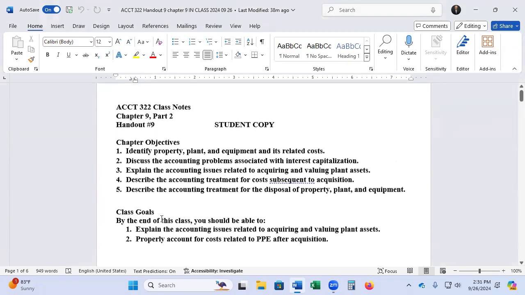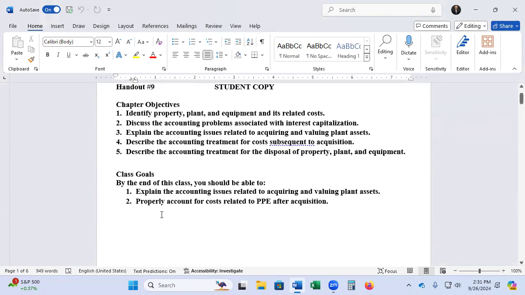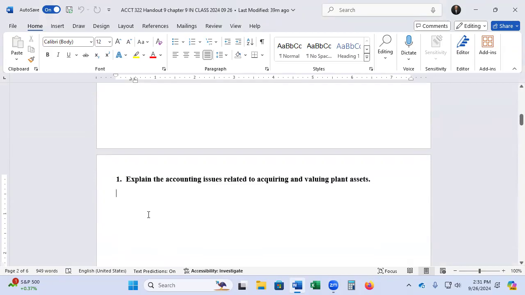Okay, so we're doing part 2 of chapter 9. Chapter 9 is kind of complicated, so I tried to break it down for you into what we talked about in the first part of class on Tuesday and what we'll be talking about today. So today we're going to be talking about some issues that can happen when you're out in the real world.